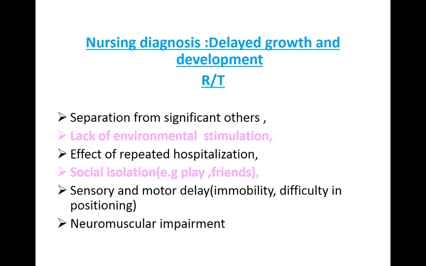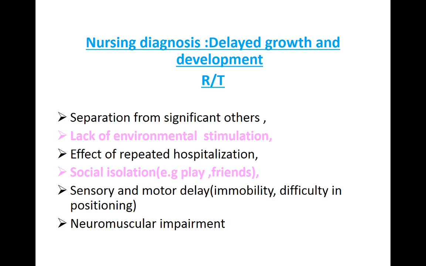Lack of environmental stimulation: the child who is left alone, not given any kind of play, not being able to be among the people. If this kind of developmental stimulation is lacking, there will be delayed growth and development. Social isolation: if you do not allow the child to play with friends, do not allow the child to interact with them, the development might be delayed.